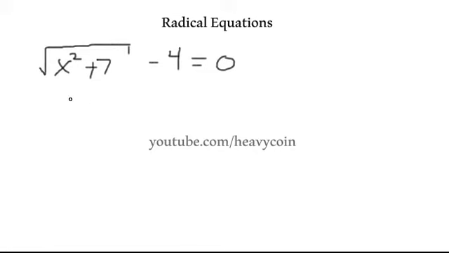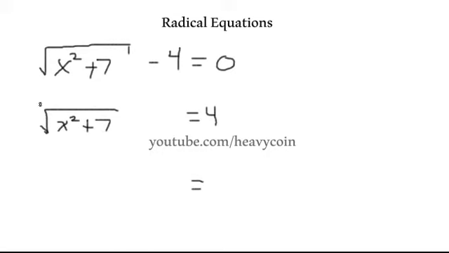Let's see what's going on next here. We have the square root of x squared plus 7, and then minus 4, and that's all equal to 0. Let's solve for x. I'm going to take the 4 over to the right hand side, and then of course just rewrite. So we have the square root of x squared plus 7.